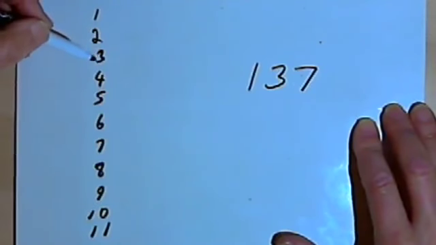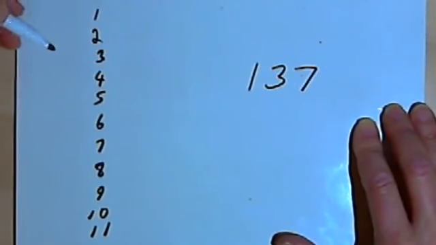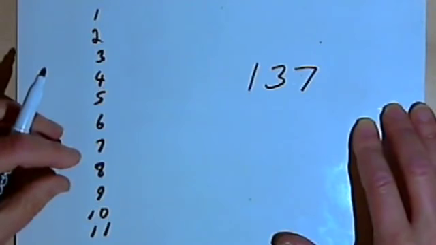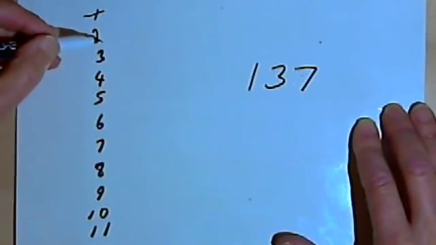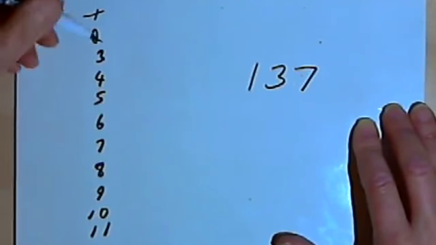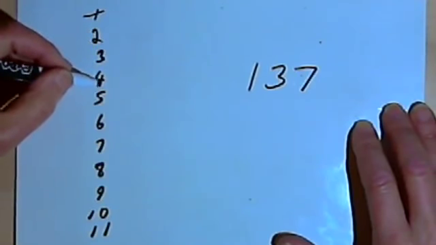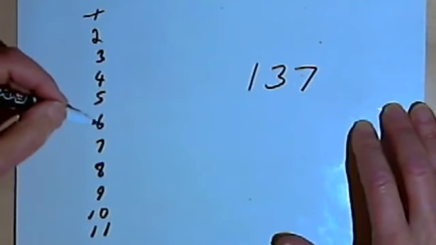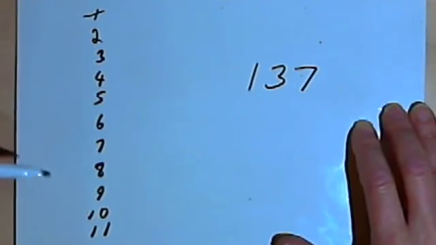And I could try dividing each of these numbers into 137 to see if it's a factor. Now, that's going to be a lot of work, so let's see if I can trim the list down. First of all, I'm not going to bother with 1, because 1 can divide into any number. I've still got a long list, and I'm going to have a rule that's going to tell me not to bother with any of the composite numbers. Don't bother with 4 or 6 or 8 or 9 or 10. And here's why.